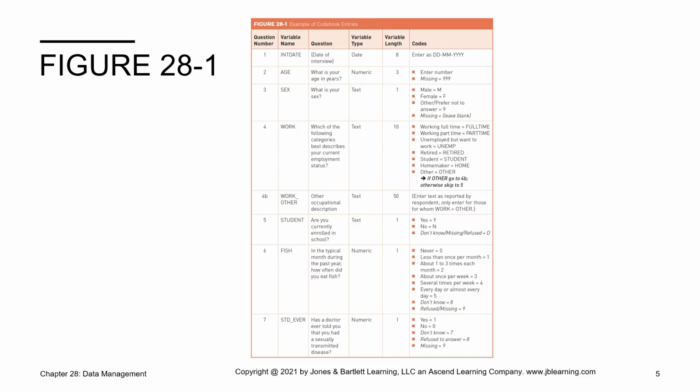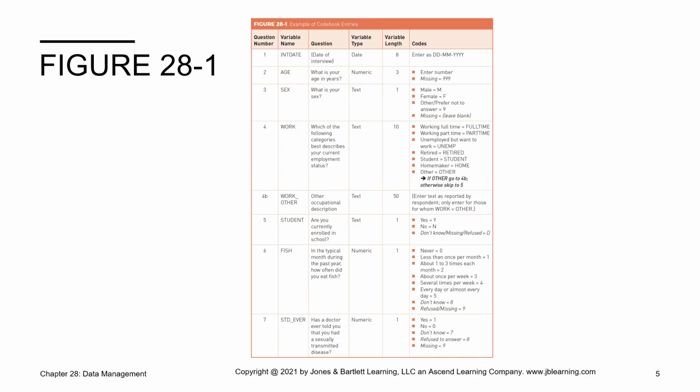So figure 28.1 goes over some examples of codebook entries. And so this is just one way that you could create a spreadsheet or a table to put all of the responses from your codebook. So you could start it off as a codebook with the question number, the variable name, question, variable type, variable length, and codes as your column headers. And then you can list out each of the questions in a very similar format to this.